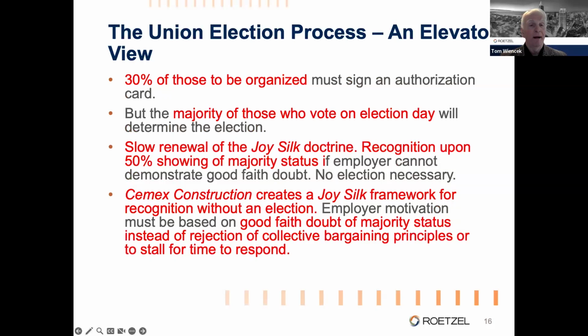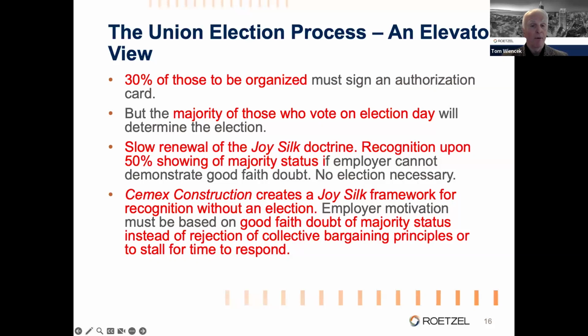Let's take a look a little bit about the union election process in general. I'll give you an elevator's view. If a union wants an actual formal election, they have to get 30% of those to be organized to sign authorization cards. So if you have 100 employees that they're trying to organize, at least 30 of them must be signing authorization cards to get an election.